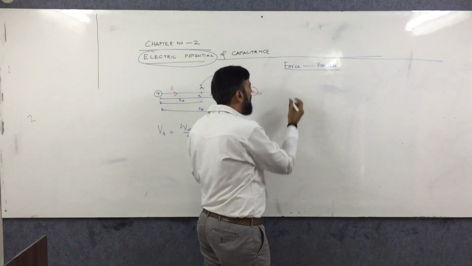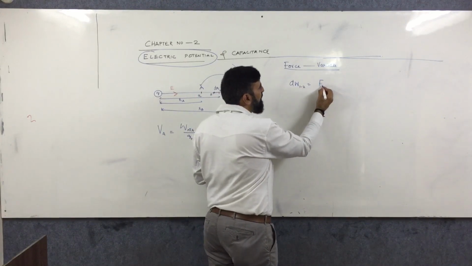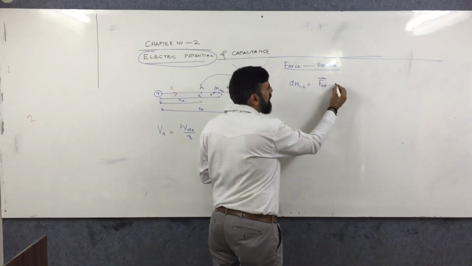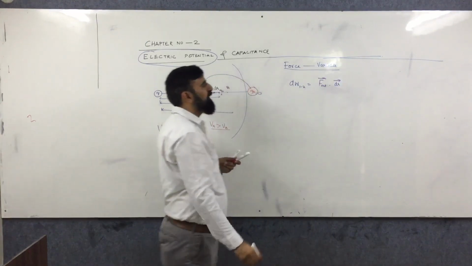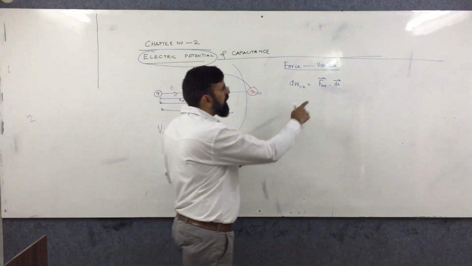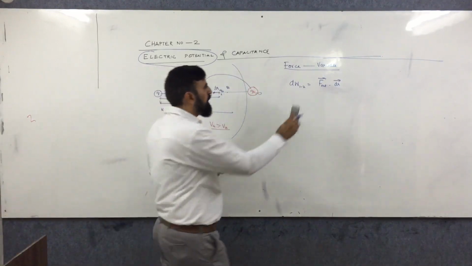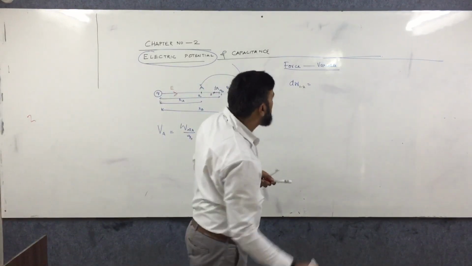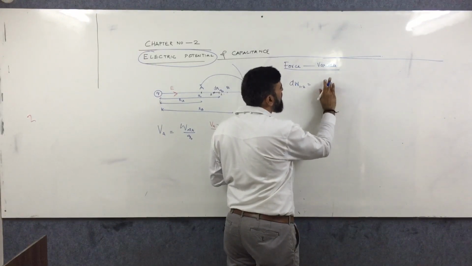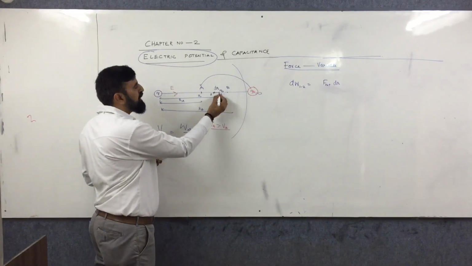dW, the elemental work done from 1 to 2, will be what? F external, which I am applying, dot dr, isn't it? F external dot dr. Clear? Let's not use vectors, let's keep it as simple as possible. Let's take it simply as F external into dr. This is the work done to move the test charge from 1 to 2.